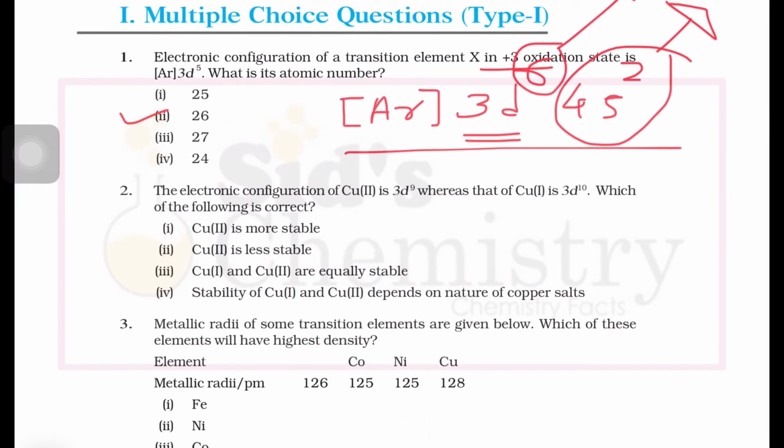Now coming to question number 2. The electronic configuration of Cu2+ is 3d9, whereas that of Cu+ is 3d10. Which of the following is correct? Options are Cu2+ is more stable, Cu2+ is less stable, Cu+ and Cu2+ are equally stable, and stability of copper 1 and copper 2 depends on nature of copper salt. The correct answer for this question is option number 1, that is Cu2+ is more stable.